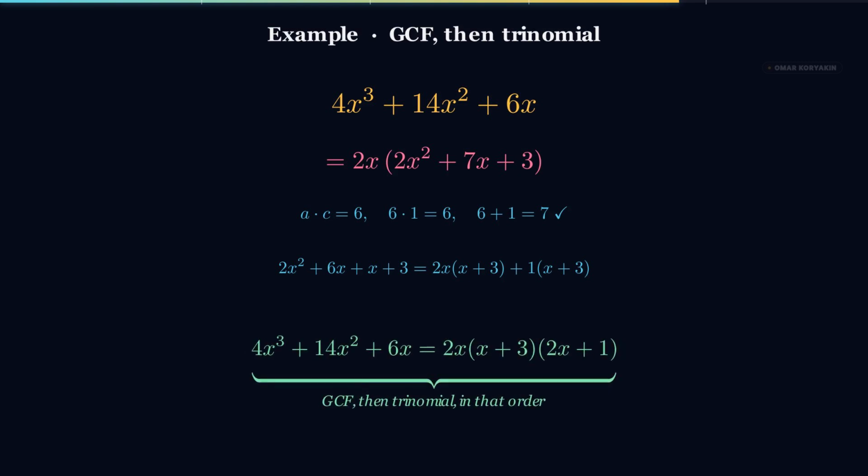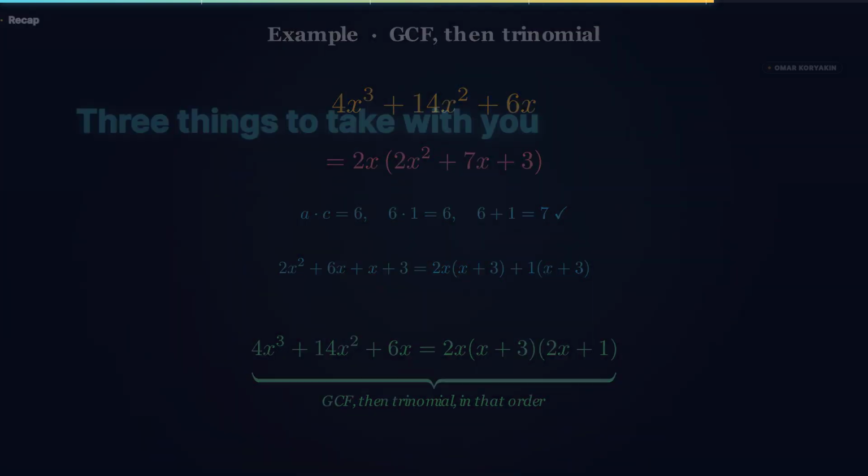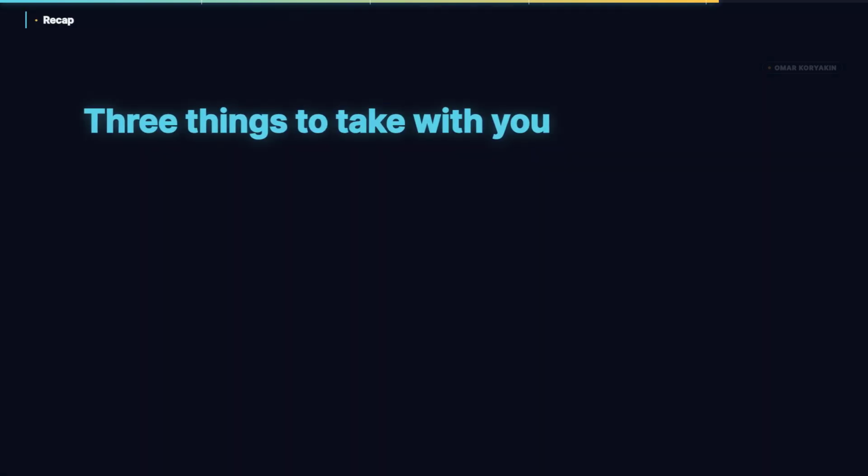Reattach the GCF. The complete factored form is 2x times x plus 3 times 2x plus 1. 3 factors in the answer: a monomial GCF and 2 linear binomials. The chain GCF to AC method to grouping completes in 3 lines. 3 takeaways for combining factoring techniques. They are the structure of every multi-step factoring problem in the rest of the course.